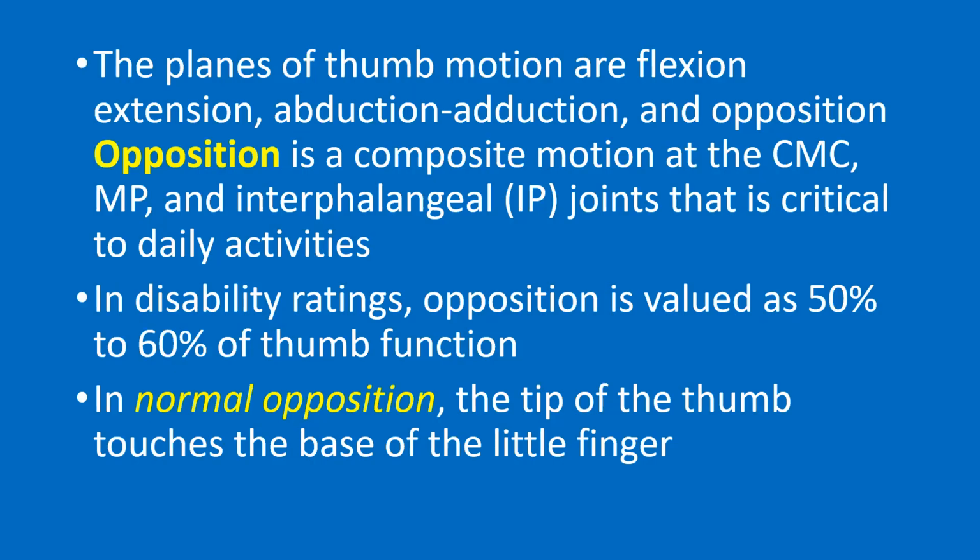The planes of the thumb motion are flexion, extension, abduction and adduction, and opposition. Opposition is a composite motion at the carpometacarpal joint, MP, and interphalangeal joints that is critical to daily activities. In disability ratings, opposition is valued as 50% to 60% of thumb function. In normal opposition, the tip of the thumb touches the base of the little finger.